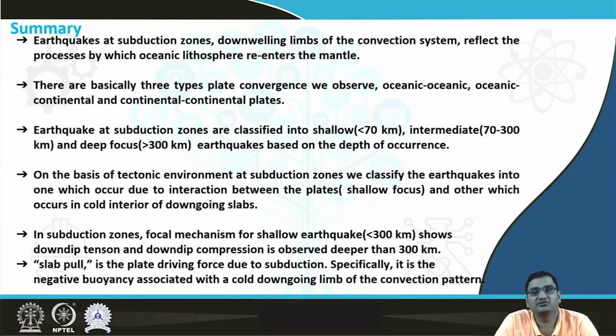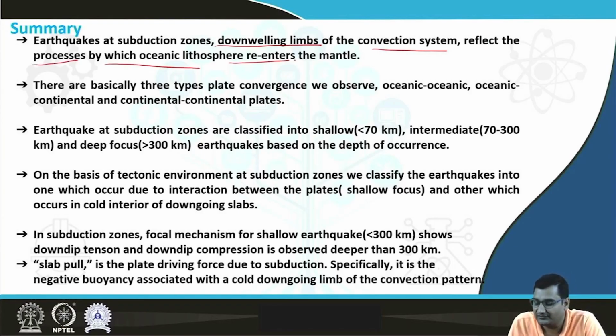Earthquakes at subduction zones, the downwelling limbs of the convection system, reflect the processes by which oceanic lithosphere re-enters the mantle. There are basically three types of convergence. One is oceanic-oceanic, another is oceanic-continental, and the third one is continental-continental plates like in the Himalayas. Earthquakes at subduction zones are classified into shallow, intermediate, and deep focus earthquakes. Shallow is less than 70 km, intermediate is between 70 to 300 km, and deep focus is greater than 300 km.